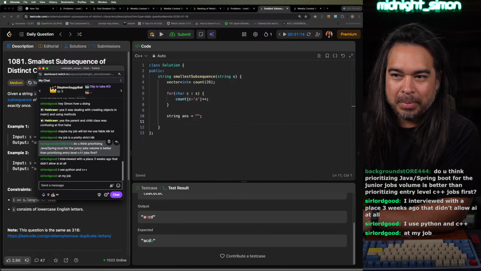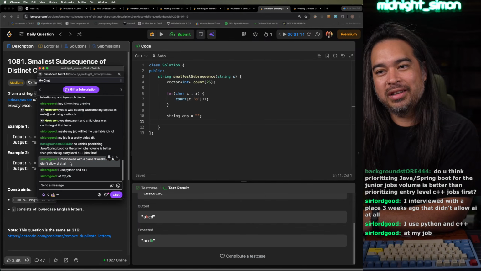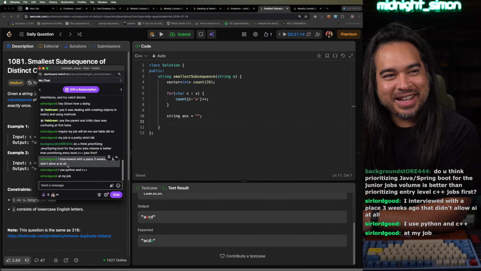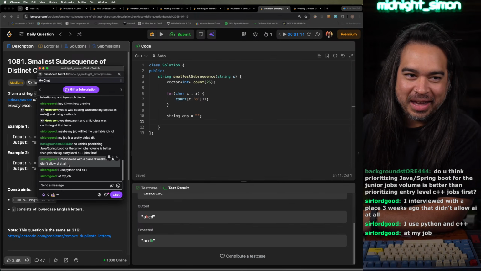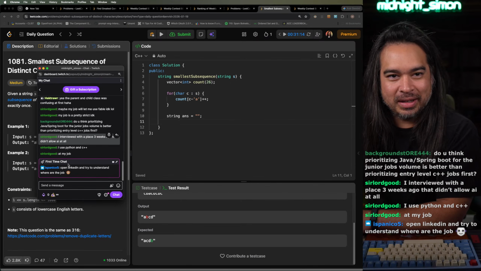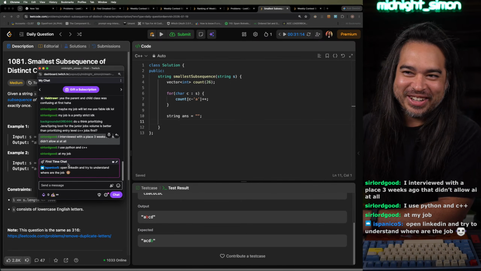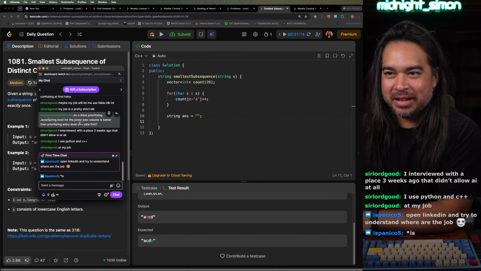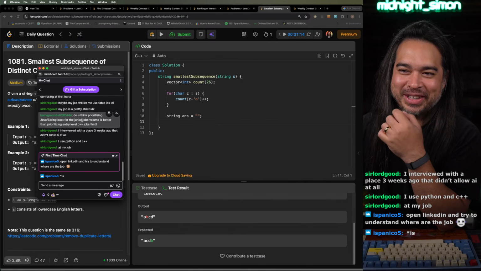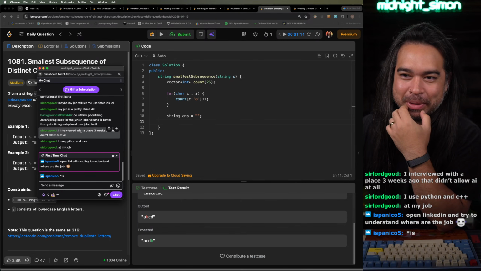I interviewed with a place 3 weeks ago that didn't allow AI at all. That's crazy talk, man. A company that doesn't allow any AI sounds insane to work at. I can't imagine in 2026 manually coding stuff and not being able to use AI as I'm trying to build software. I don't know if I'd enjoy software engineering without using AI, man. But that's just me at this point.